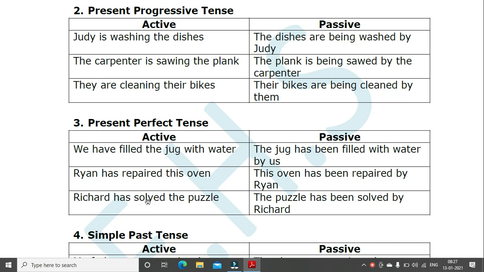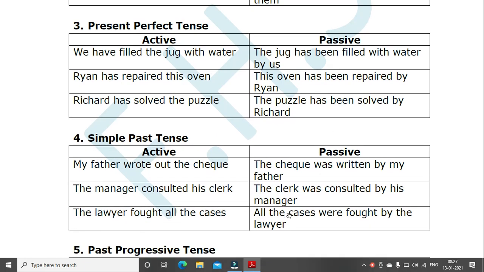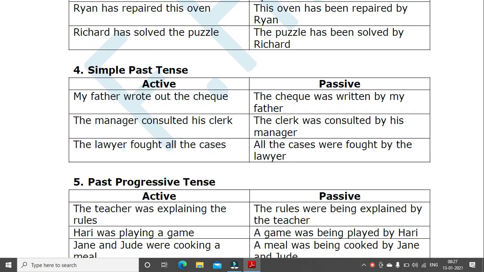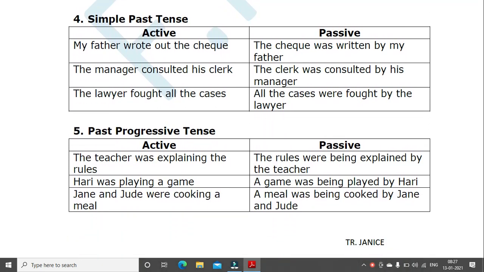Okay. Now we move to the next, that is past tense. Simple past tense. My father wrote out the check. What did he do? Action, wrote out. Who wrote? My father. The check is what he wrote. So you start with this. The check was written. When you're taking up simple past, was written. Okay, simple past you will have was and were. Was and were. Remember, was and were. By my father.